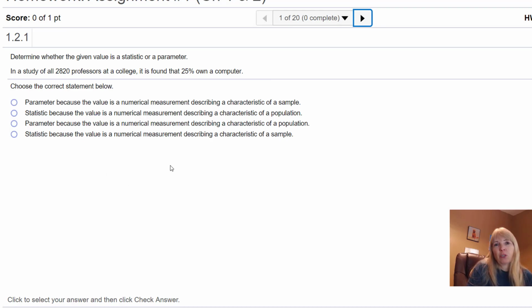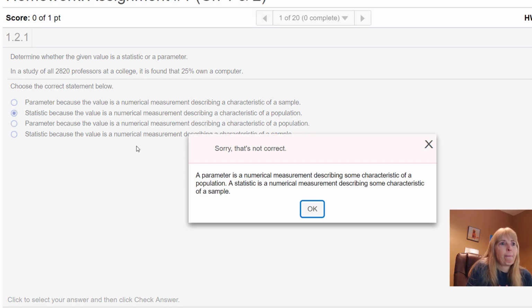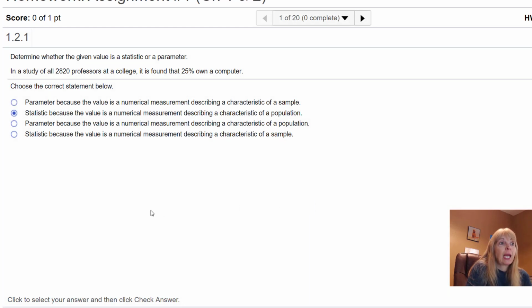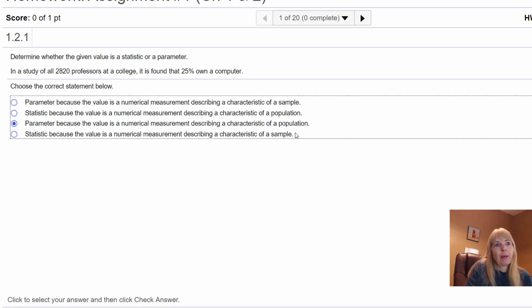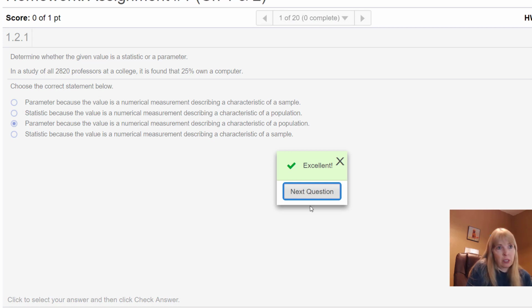Some, if they're multiple choice, you may not get 3 chances. And so if you miss something, so this says in a study, 2,820 professors at a college, 25% own a computer. I'm going to say this is a statistic. And so notice I got it wrong. They actually give you some information, and in this case, I get another chance. Let's try, say it's a parameter because this is the entire population of the college, and it's all good, and I get to go to the next question.